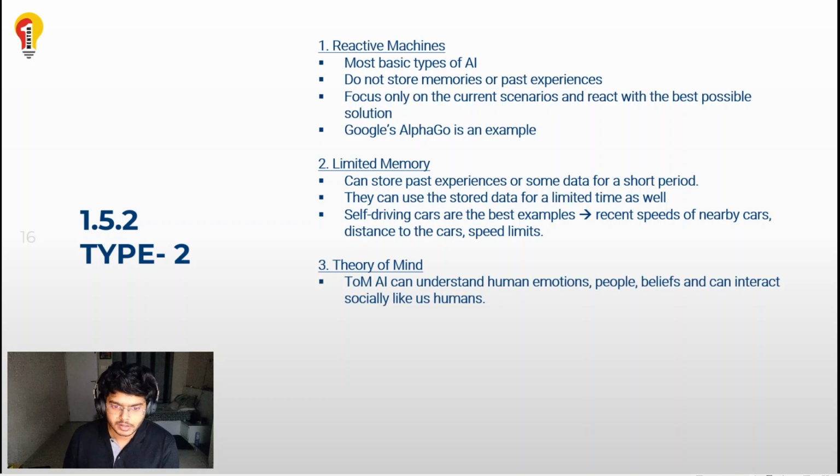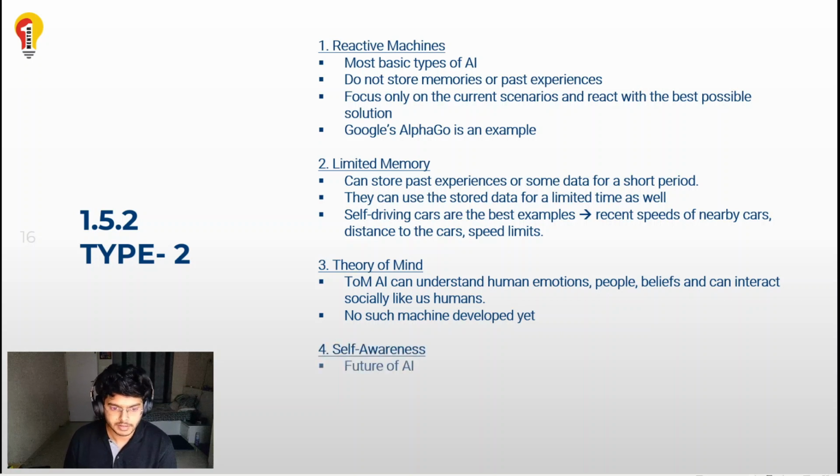So the third category is theory of mind. Theory of mind AI can understand human emotions, people, and beliefs, and can interact socially like us humans. Okay, which seems pretty straightforward. But no such machine has yet been developed.